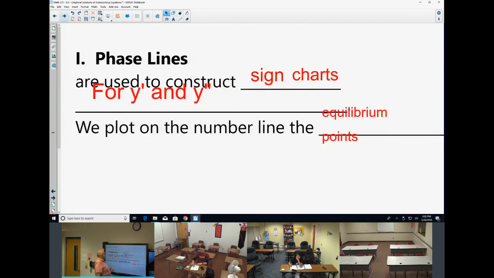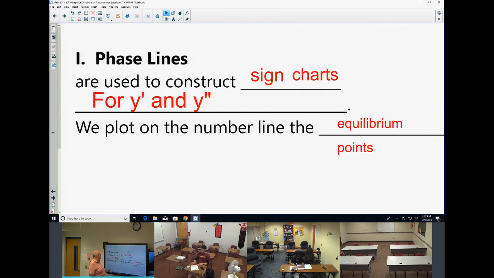All right, next, phase lines. Phase lines are used to construct sign charts for y prime and y double prime. We plot on the number line the equilibrium points. Okay?